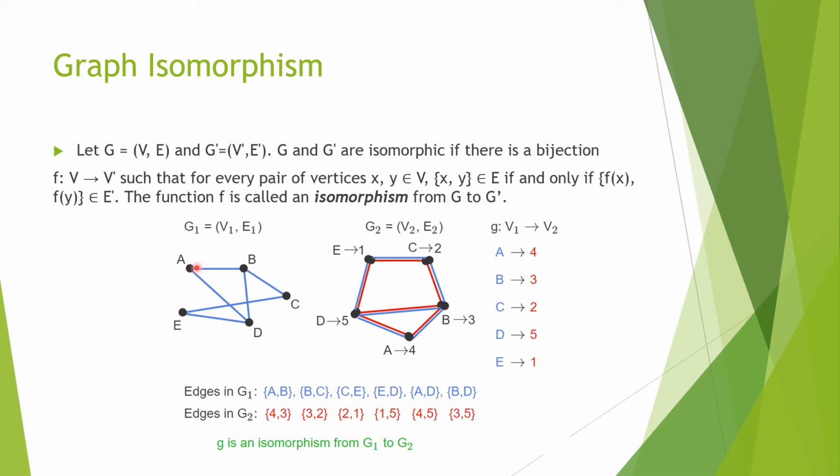Let's assume that we are given two graphs, G1 and G2. As you see, they both have 5 vertices and they both have 6 edges.